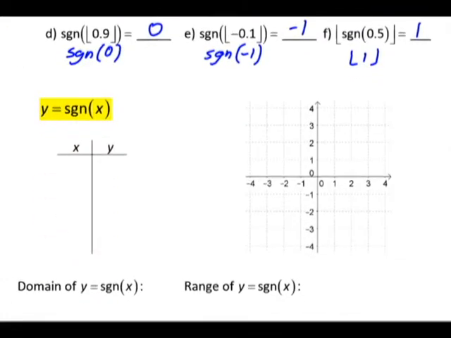Let's take a look at how this graph is formed. Clearly, 0 has an output of 0. 1 has an output of 1. 2 has an output of 1. In fact, every positive x has an output of 1. So what we're going to get is a horizontal line to the right.